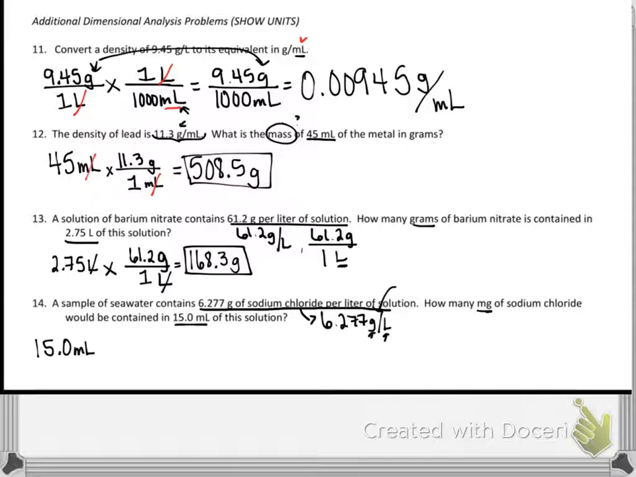Now here they gave us liters, so first we must convert to liters. We want liters, and we want to get rid of milliliters. So 1,000 milliliters is equal to 1 liter. We can cancel out our milliliters. So we end up with 15 divided by 1,000, because we're multiplying directly across, liters, 15 divided by 1,000, 0.015. So now we have our correct unit.